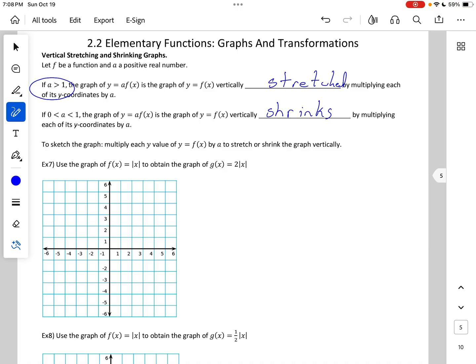Absolute value of x normally has a slope of 1, starting here at 0. If I normally go 1 away, I go 1 up, right? But now it's multiplied by 2, so when I go 1 away, I'm going to be going up 2. 1 away this side, up 2. 2 away, then I'm going to be going up 4. And 2 away here, up 4, and so forth. And so it's stretched away. When I think vertically, stretching is away from the x-axis. So I'm stretching away from the x-axis by a factor of 2.